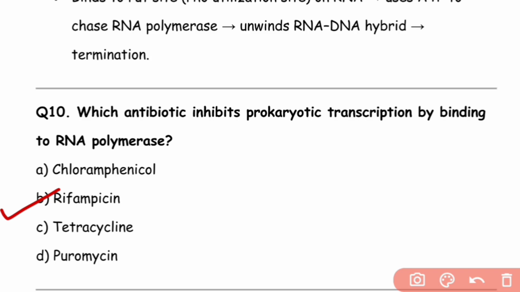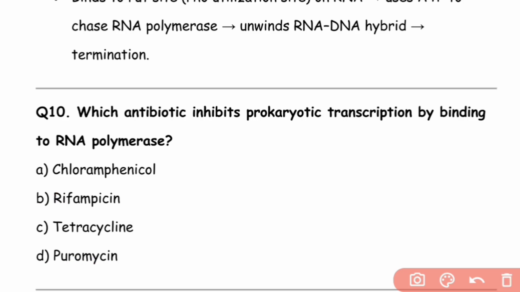Chloramphenicol inhibits peptidyl transferase, that is translation. Tetracycline blocks aminoacyl tRNA binding to the ribosome, that is again translation. And D, puromycin, causes premature chain termination in translation.